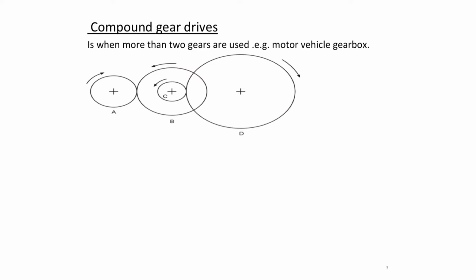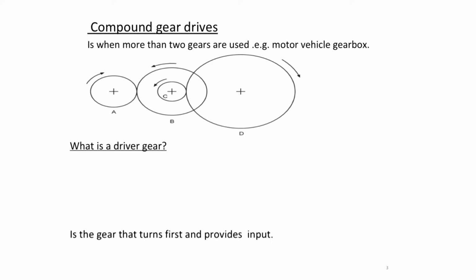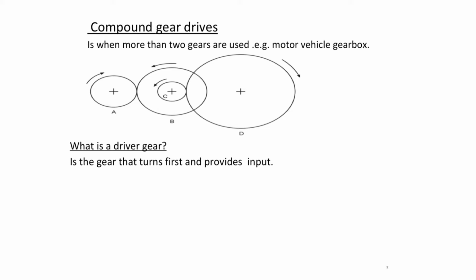Now I want us to focus on what we mean by a driven gear. Remember, in our simple gear drive, I said gear A is the driver gear and gear B is the driven gear. A driver gear is the gear that turns first and provides input. It turns first and provides input. And a driver gear is always connected to the motor.